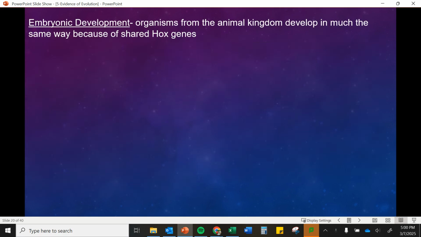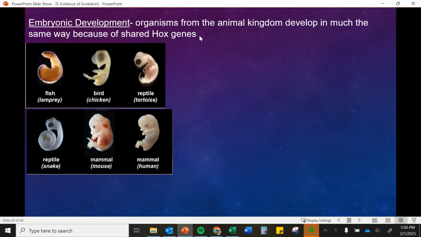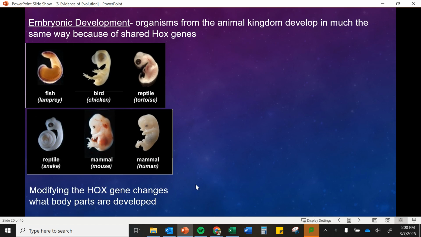Okay, embryonic development. This is where we have similarities in the embryo. It's because a lot of it is a shared gene, the Hox genes that are responsible for embryo development. This is a fish, a bird, a reptile, all have similarities in their embryo. A snake, a mouse, a human, again, similarities in all of these embryos. It's because of that Hox gene.